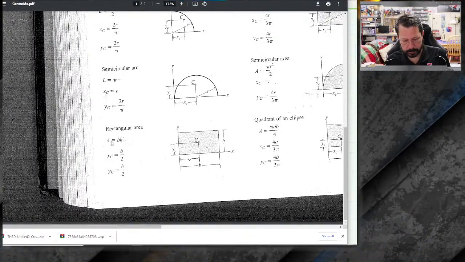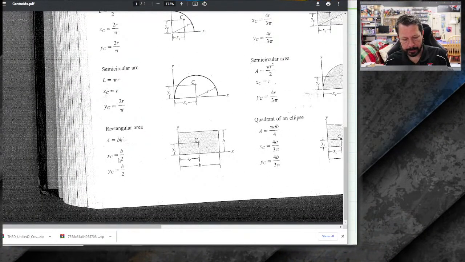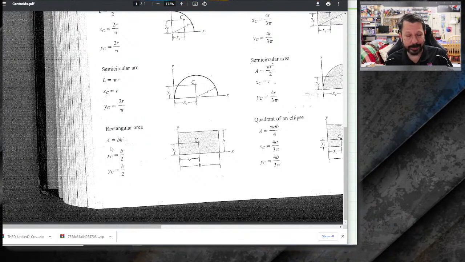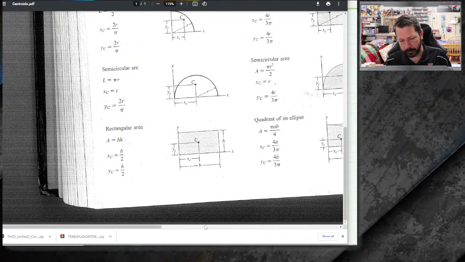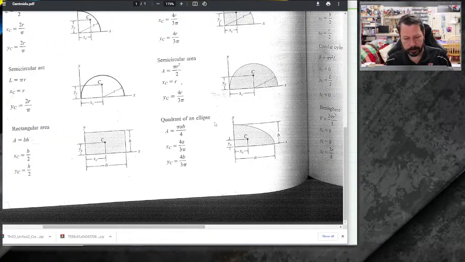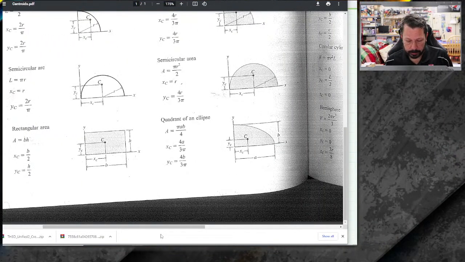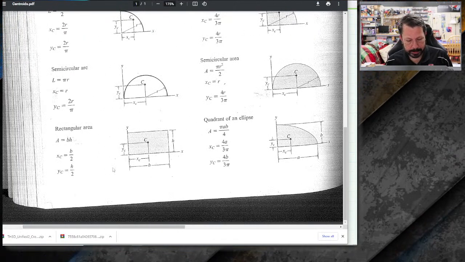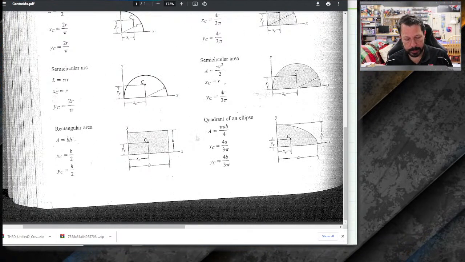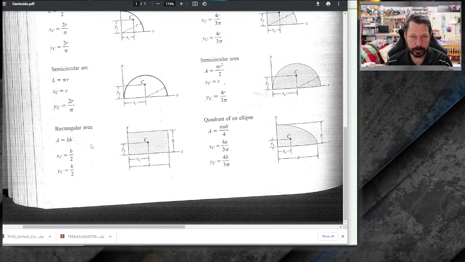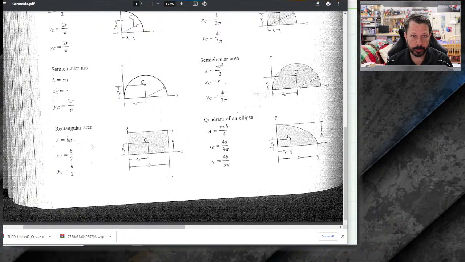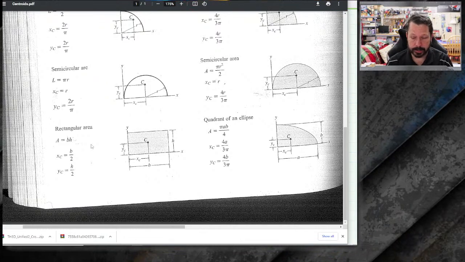There's a rectangle. There's some equations for a rectangle. There's x sub c and y sub c. They even give you the area of a rectangle if you need that. Some of these you might need the area for, like the area of a quadrant of an ellipse. You may not know that offhand. But they give you these. So we need to be able to take these, arrange them into whatever pattern we're going to use to create our cross section and combine them together.